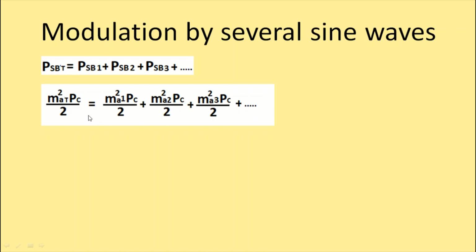Now, from this particular expression, you can see that PC by 2 is common on both sides. In fact, in each of the terms, you have PC by 2. Everywhere you can see PC by 2. So if I take PC by 2 common from all these terms, I also have PC by 2 on the left hand side. So both of them cancel with each other, resulting in an expression that is given as MAT square is equal to MA1 square plus MA2 square plus MA3 square and so on and so forth.